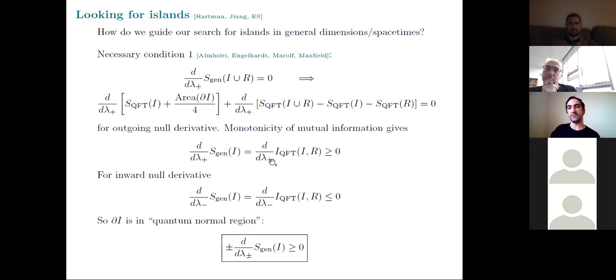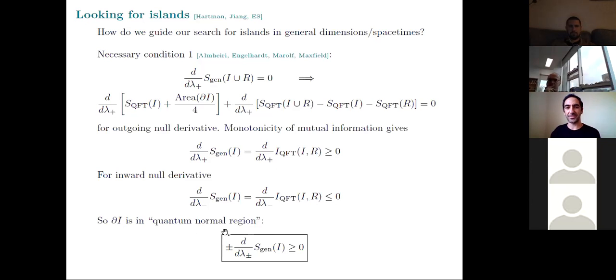Okay, this derivative is greater than 0 because its outgoing null derivative is increasing the size of I. So under increasing the size of one of the terms under mutual information, you find that this has to be positive. And the inequality is flipped for an inward null derivative. Okay, you can repeat the step. You find for an inward null derivative, this is shrinking the size of region I, so this has to be negative. Altogether, it says that the boundary of I has to be in what's sometimes called the quantum normal region.